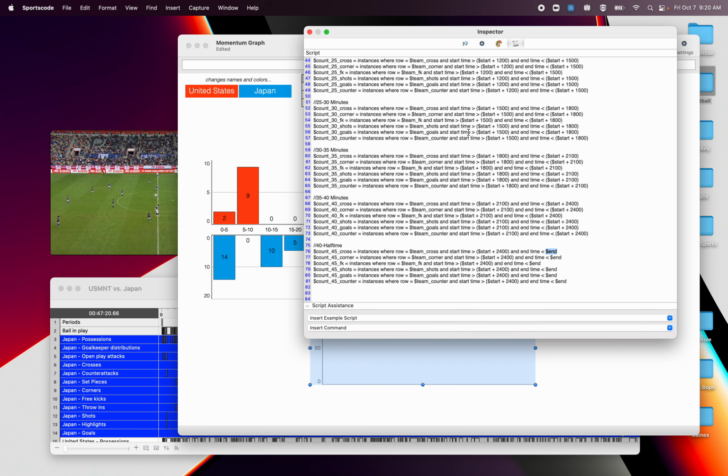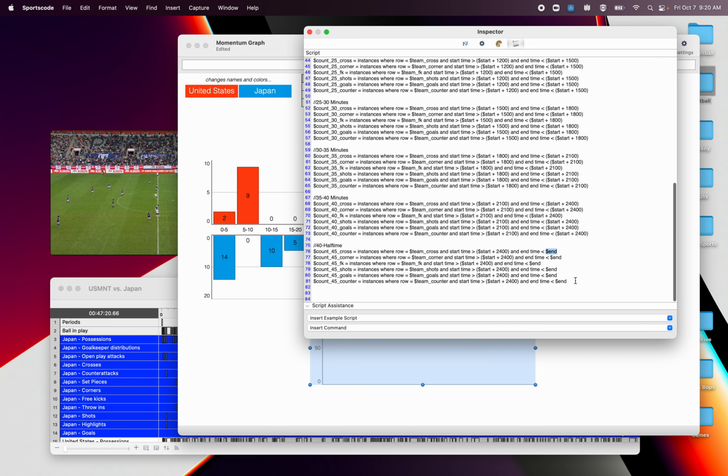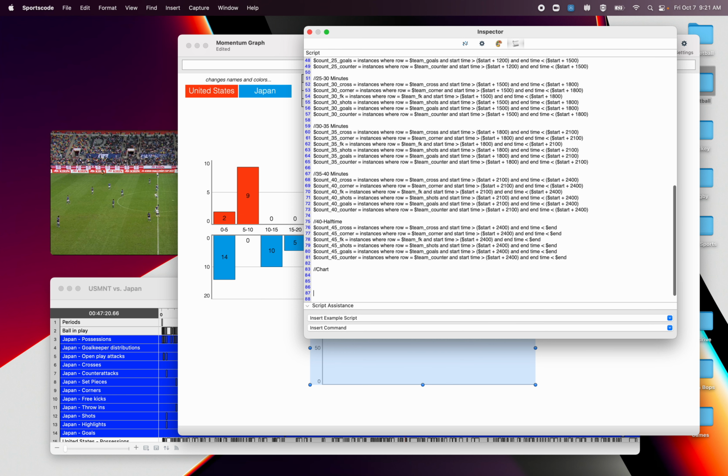So now that we've got all of our instances here, it's time to actually start charting them. So I'm going to create another group. I'm going to call it chart, using that little double slash to categorize my scripting, which makes it a lot easier. And I'm going to put the word chart.